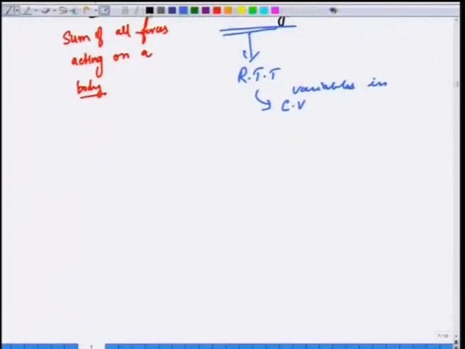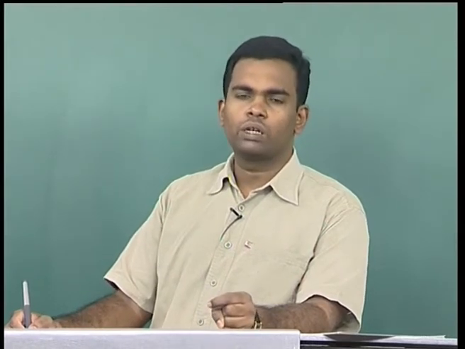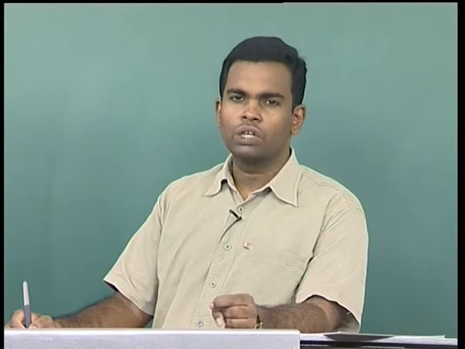So, the total momentum that is present in a system which is identical to the CV at time t is equal to the integral over the volume of the system of rho times velocity times dV. Mass times velocity vector is the momentum vector. In a fluid, density can in general change from point to point. So, if you take a tiny volume, then density times velocity is the momentum per unit volume, times the differential volume will give you the momentum present in that volume, integrated over the entire volume of the system will give you the total momentum present in the system.